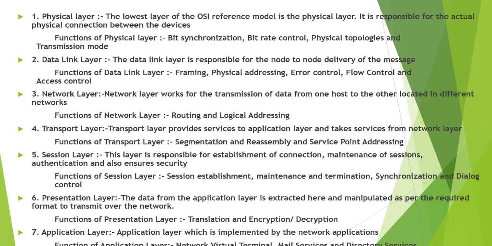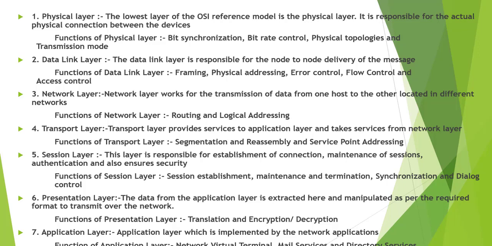The third layer is the network layer. The network layer works for transmission of data from one host to another located in a different network. It also takes care of packet routing. There is selection of the shortest path to transmit the packet from the number of routers available.